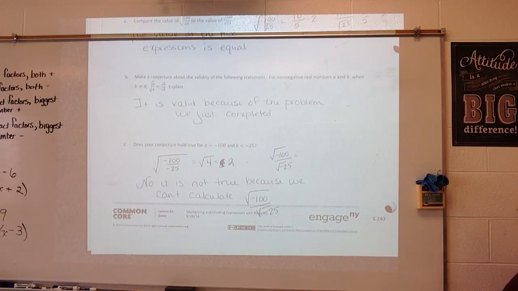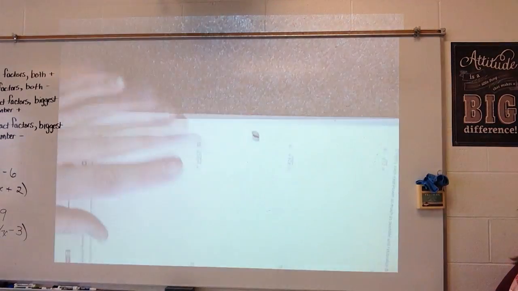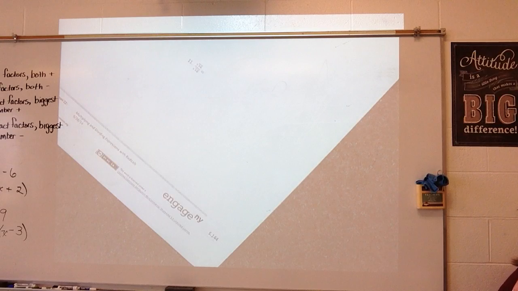Alright, so definition of a square root. We got to make sure we remember this. If x is greater than or equal to 0, then the square root of x is a non-negative number. Alright? In other words, I can take that number and multiply it times itself to get my x.